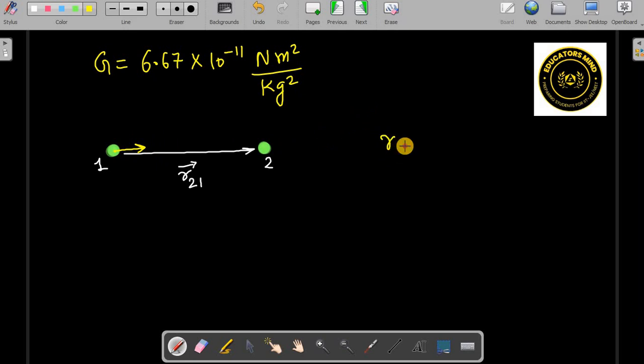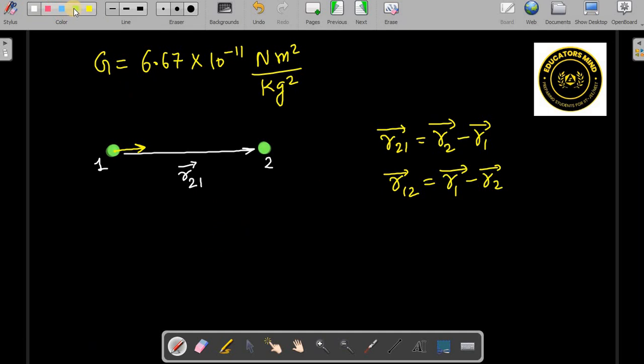What is R21 basically here? R21 vector is the position vector of 2 minus the position vector of 1. Similarly, R12 vector is the position vector of 1 minus the position vector of 2. Okay, so we are defining it like that, by this symbol. R21 means position of 2 with respect to 1. R12 is position of 1 with respect to 2.